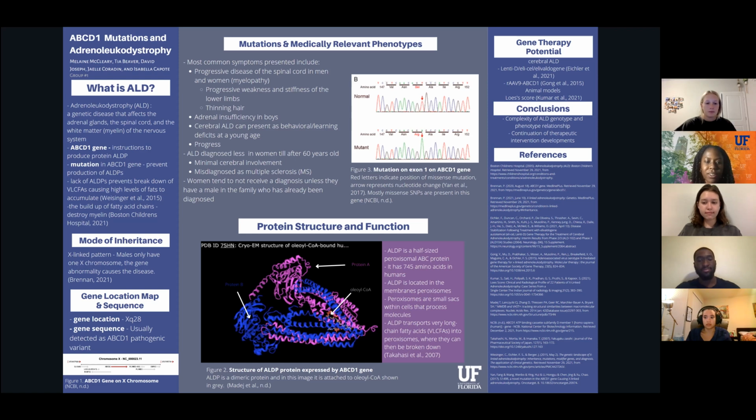Hi, my name is Jael, and I'll be briefly talking about the gene location map and sequence of the gene. So the gene is located on the XQ28 position on the chromosome, which, after research done, is the tip of the chromosome. And the gene sequence is usually detected as the ABCD1 pathogenic variant. So this is the sequence of the gene, which is the ABCD1.